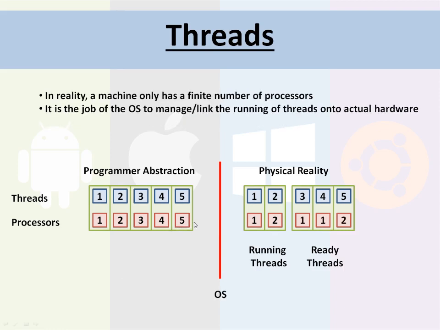So in reality, a machine only has a finite number of processors. In this example, we said 2. And it is the job of the operating system to manage and link the running of the threads onto actual hardware. So our operating system maps our threads to specific processors. Here we can see it's been mapped 1 to 1, 2 to 2, 3 to 1, 4 to 1, and 5 to 2. And it is the job of the operating system to handle this.